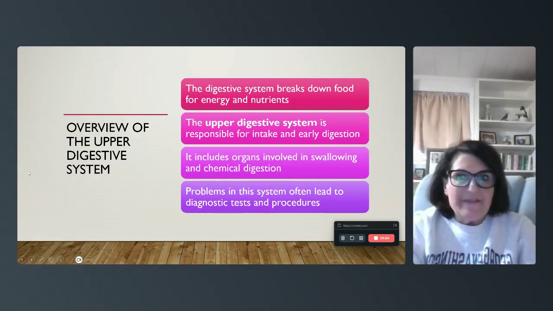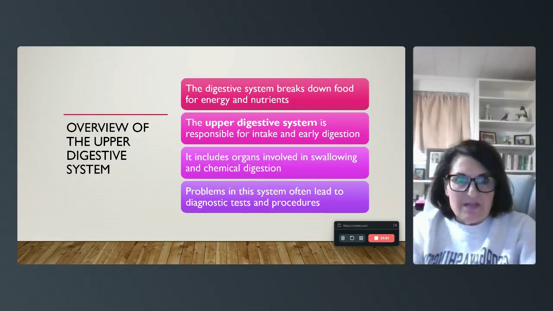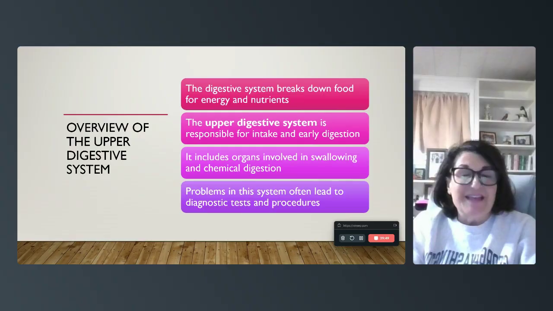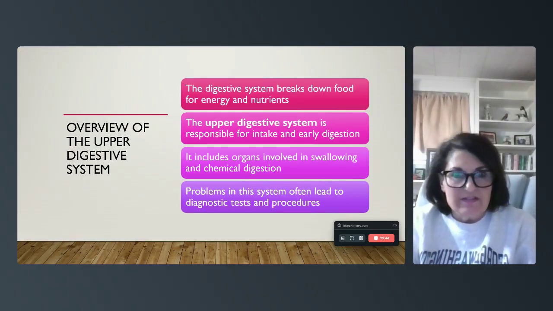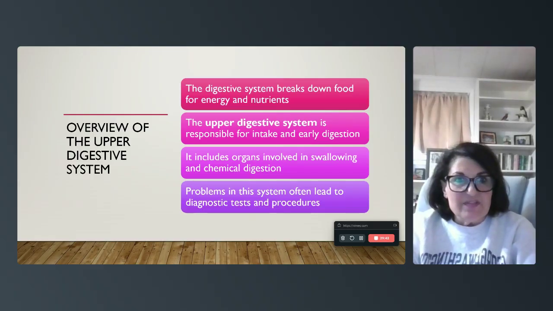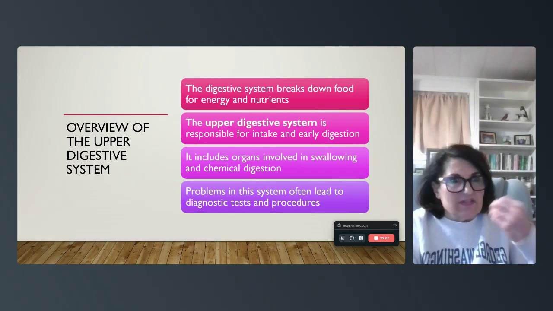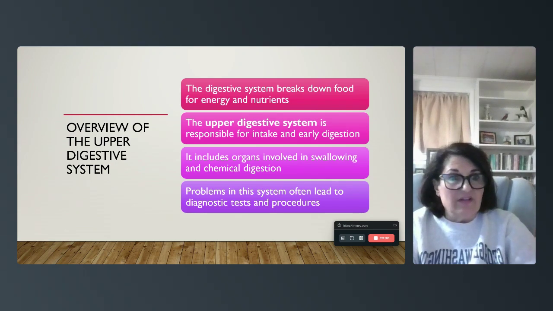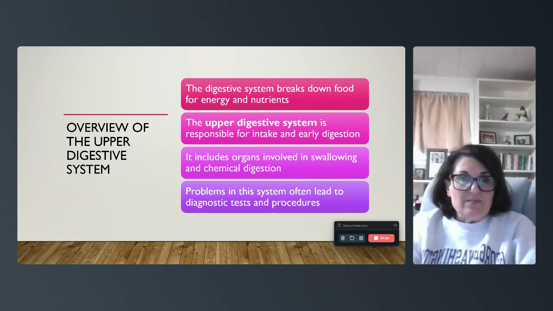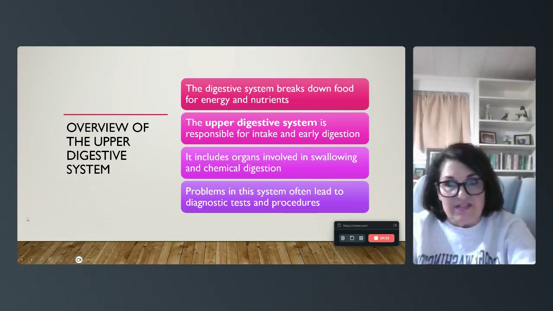Today we're going to talk about the upper digestive system. So first of all, we need to know that the digestive system breaks down food for energy and nutrients. The upper digestive system is responsible for intake and early digestion. So think about eating the food and just the process that goes on in your upper digestive system. It includes organs involved in swallowing and chemical digestion. Problems in this system lead to diagnostic tests and procedures. Remember that difference between diagnostic and a procedure.